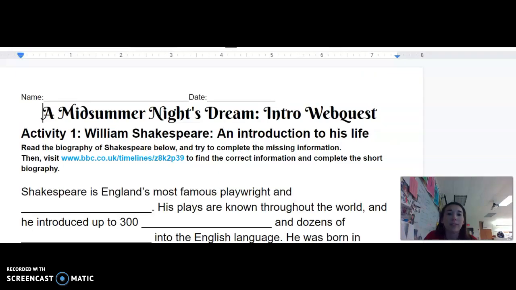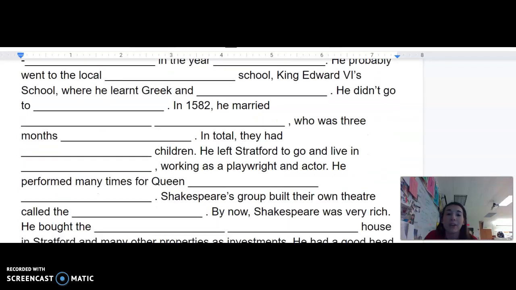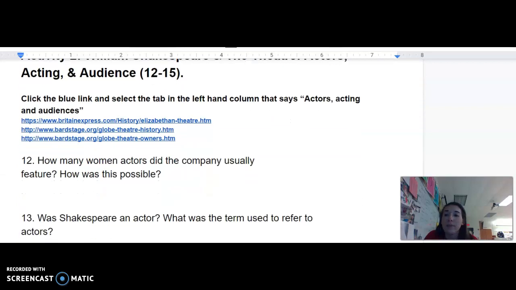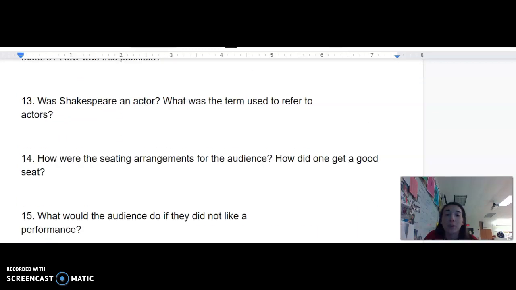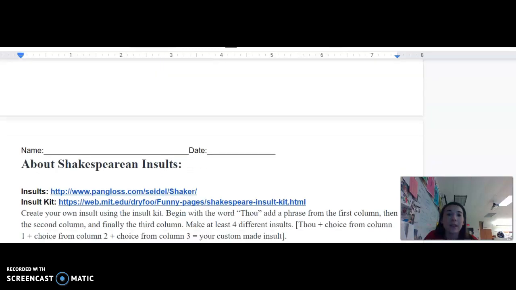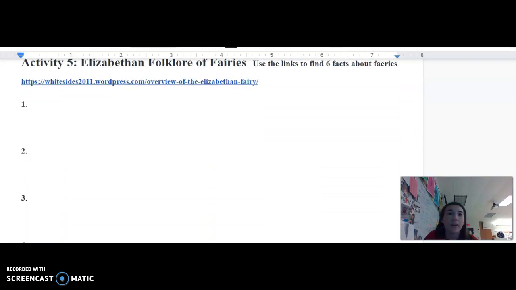Alrighty, the Webquest looks like this, and as you can see, the blue links allow you to access the websites, but if for any reason they aren't working, please make sure that you contact me and let me know, so that way I can help you. And as you can see, they are listed throughout the assignment. Alrighty.